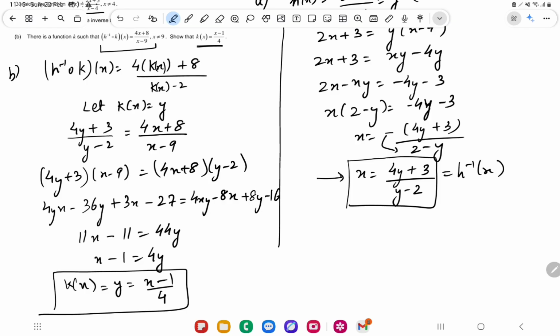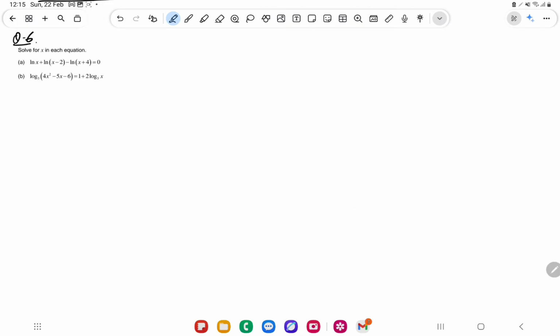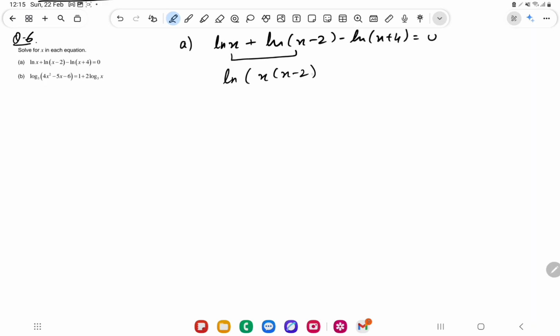Now let's move to the next question. In this question we have to solve for x. So let's start with the A part. I will first write the question: minus ln x plus 4. I will be using ln a plus ln b in these two, which is ln a into b. So I can write it like this.